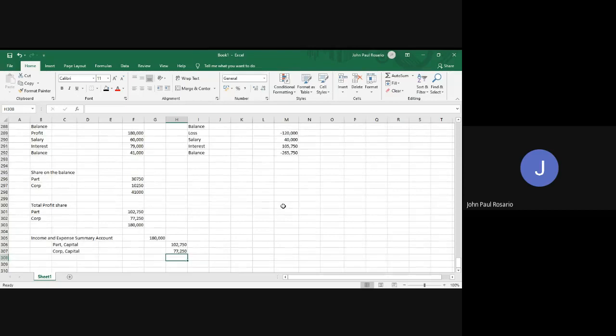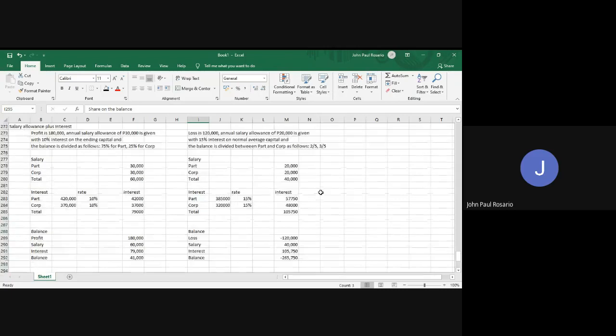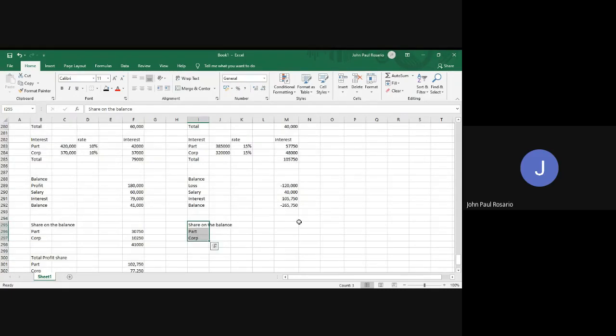But on the other hand, for our loss, the share on the balance: our balance is negative 265,750 and the sharing ratio is 2 to 3. So for Part, this one times 2 over 5. And for Corp, this one times 3 over 5. Okay? And then we compute the total loss share.